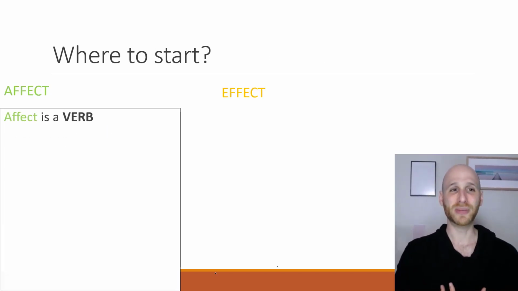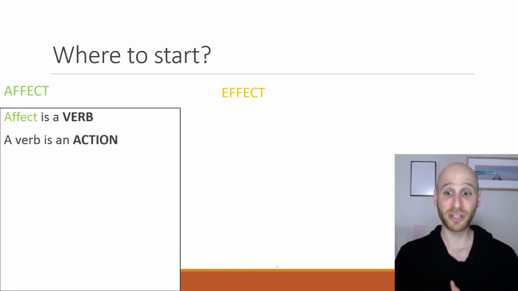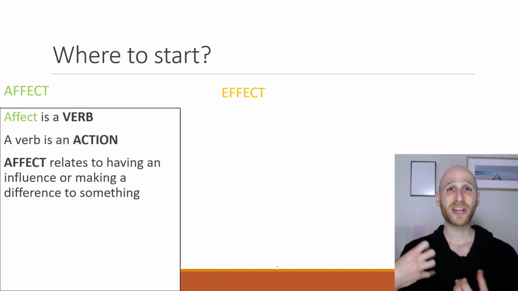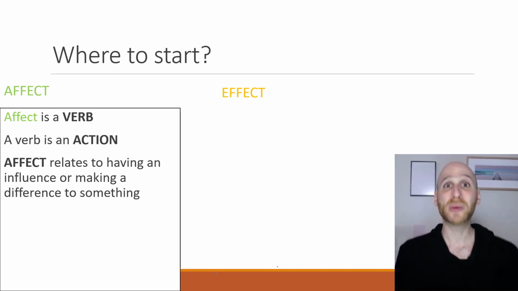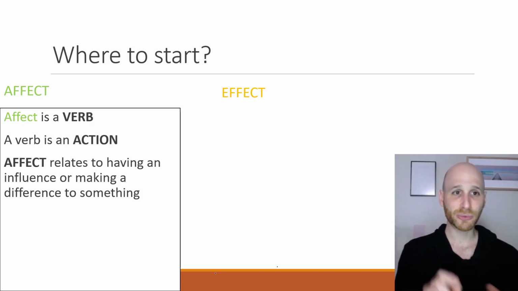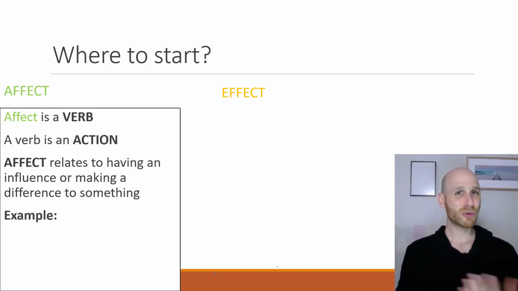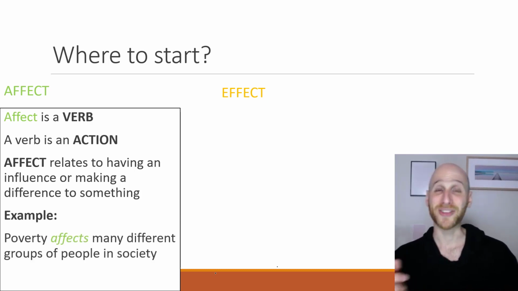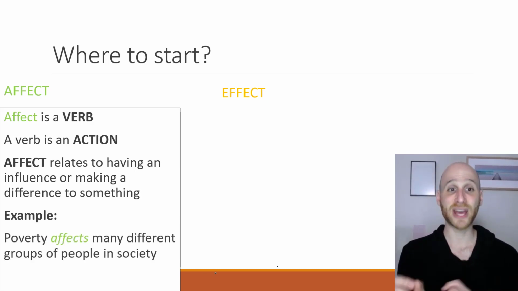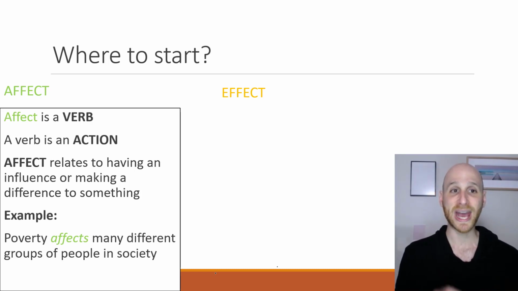Affect is a verb. Now this means that it is an action. That means that it is all about doing something. So affect relates to having an influence or making a difference to something. So let's give you one example. Poverty affects many different groups in society. So this is where poverty is making a change to different groups in society.